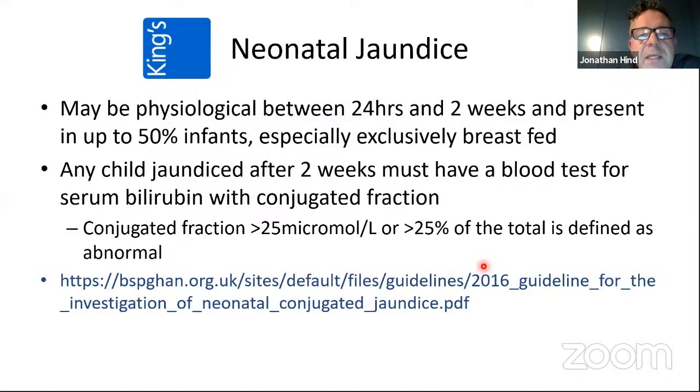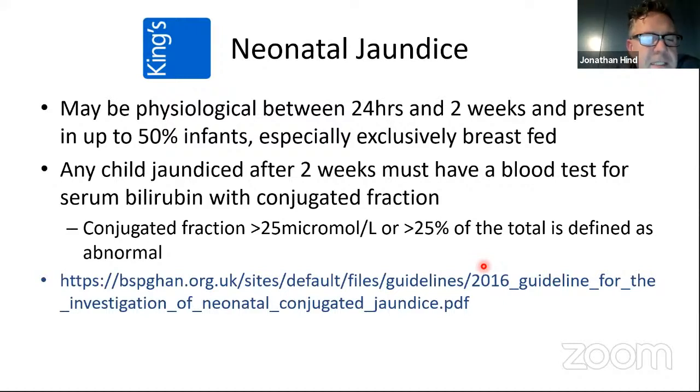So as we all know, neonatal jaundice is very common, about 50% of infants, particularly breastfed infants, and it's probably physiological between 24 hours and 2 weeks. But after 2 weeks, we would advise that all of these children who are still jaundiced should have a blood test to check whether they've got conjugated bilirubin. And if that's more than 25 micromoles per litre or 25% of the total, that's defined as abnormal.